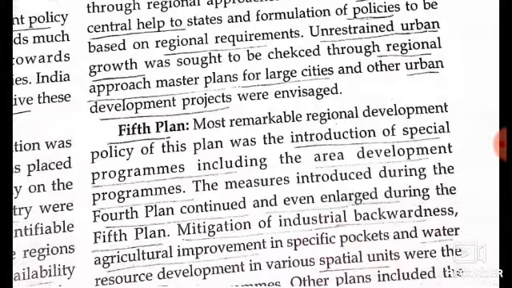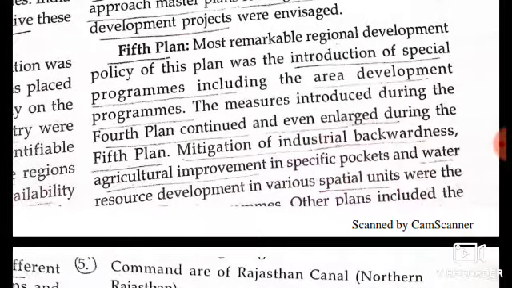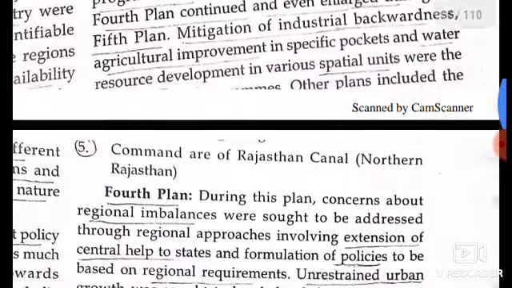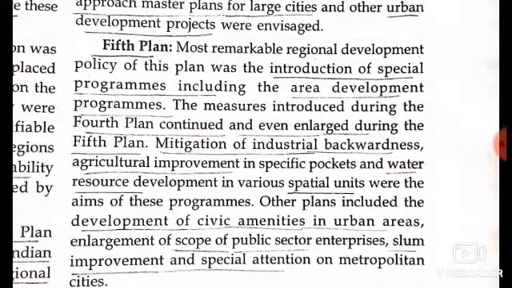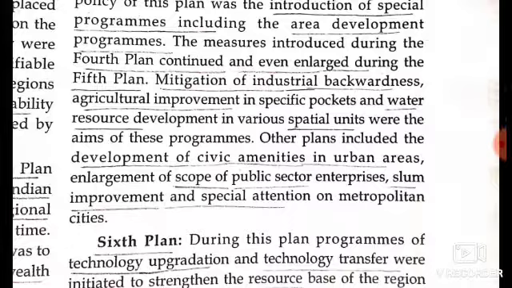Fifth plan. The most remarkable regional development policy of this plan was the introduction of special programs, including the area development programs. The measures introduced during the fourth plan continued and even enlarged during the fifth plan. Mitigation of industrial backwardness, agricultural improvement in specific pockets, and water resource development in various special units were the aim of these programs.